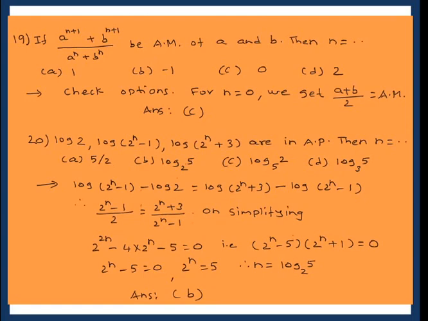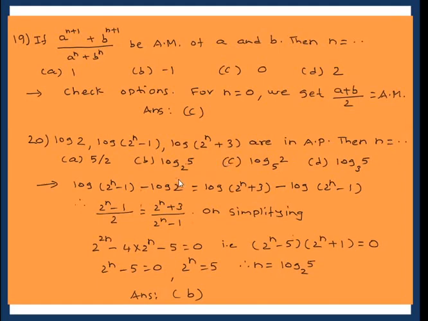If A raised to n plus 1 plus B raised to n plus 1 upon A raised to n plus B raised to n is the arithmetic mean of A and B, then n equals what? Just check the options. For n equal to 0, which is given in option C, you get A raised to 0 plus 1, that is A, similarly plus B, upon A raised to 0, which is 1. So you get finally A plus B upon 2. Yes, it is the arithmetic mean between A and B. So 0 is the answer. So the correct option is C.